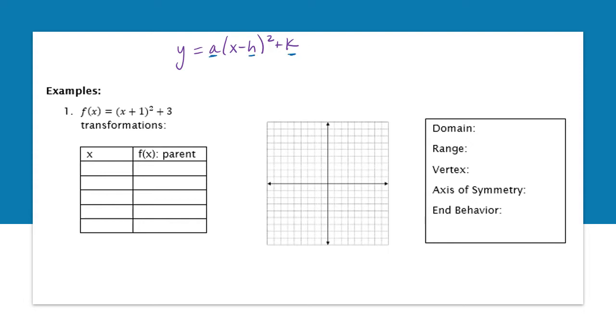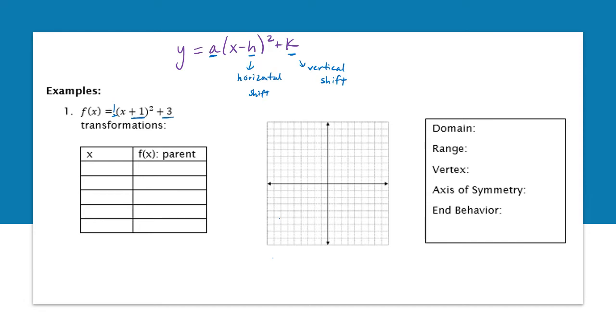So if you look at our function, we don't have anything in front of our parentheses. So what you can assume is that that number is a 1. And that number is not going to stretch or shrink our graph. It's going to make it the exact same width as the parent function. The other two values, the h and the k, those are telling us about horizontal shift and vertical shift. And in this problem, we have both. So I have a plus 1 here and a plus 3.